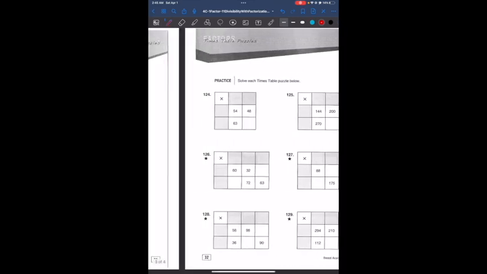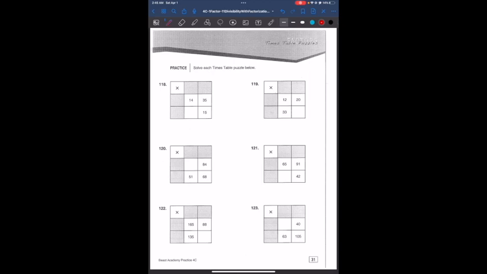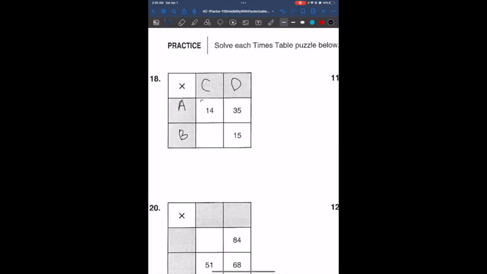And so we have times table puzzles to solve now. For problem 118, we're going to label the factors A, B, C, D. And then 14 is 2 times 7, 35 is 5 times 7, and 15 is 5 times 3. Since 5 is involved in both numbers, we know that D must be involved with 5.